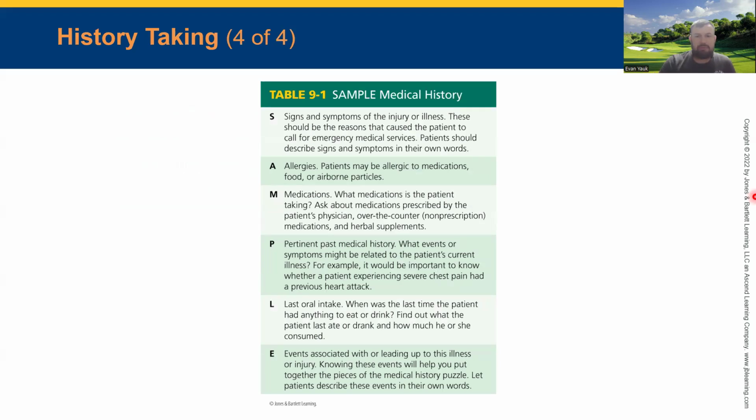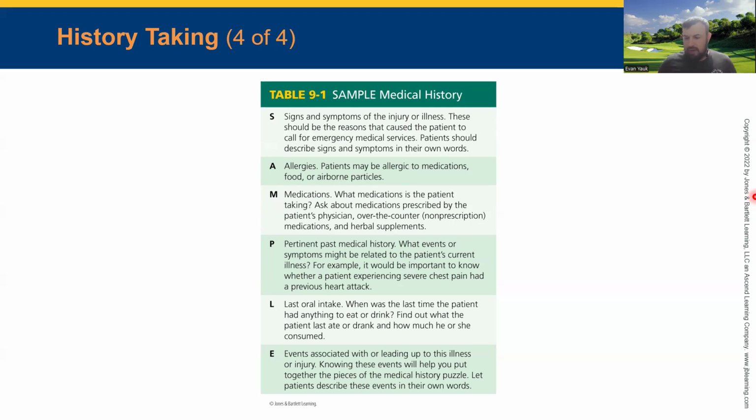So sample. You don't have to memorize all that stuff. Please go watch my video, because I break it down and teach you how to learn it easier. But S is signs and symptoms. A is allergies. M is medications. P is pertinent past history. L is last oral intake. And E is events leading up to.